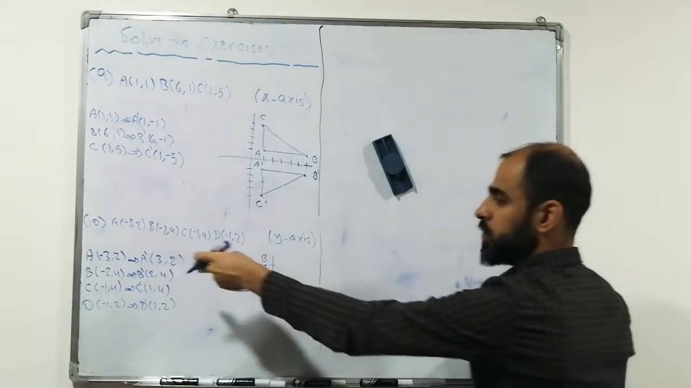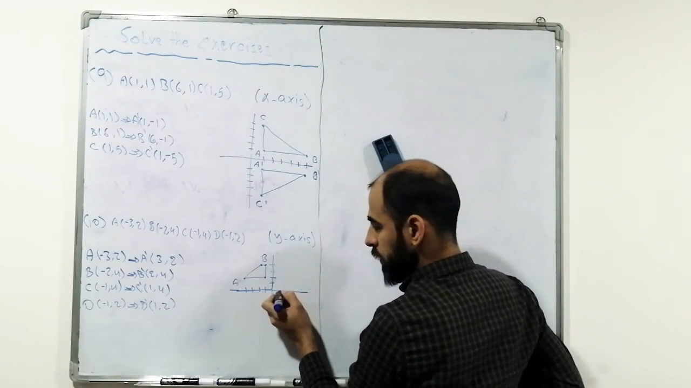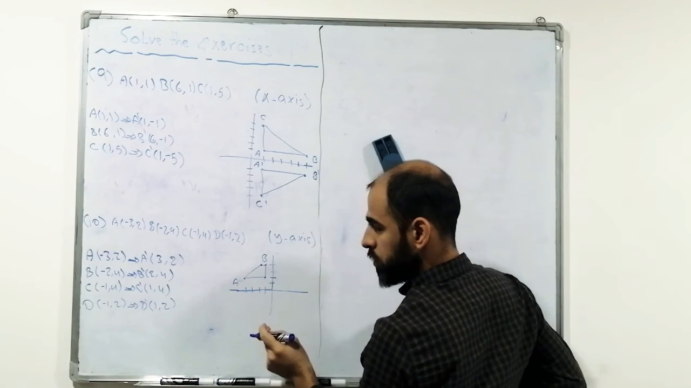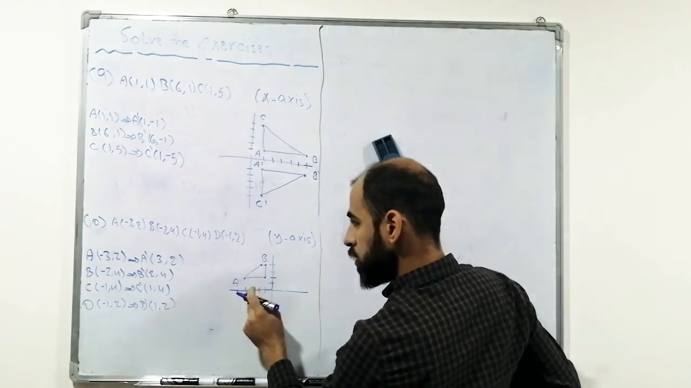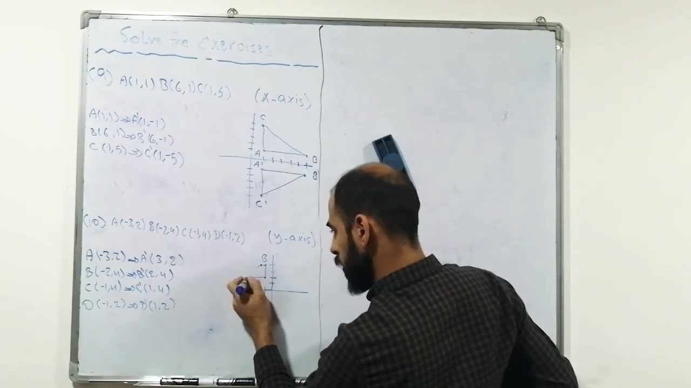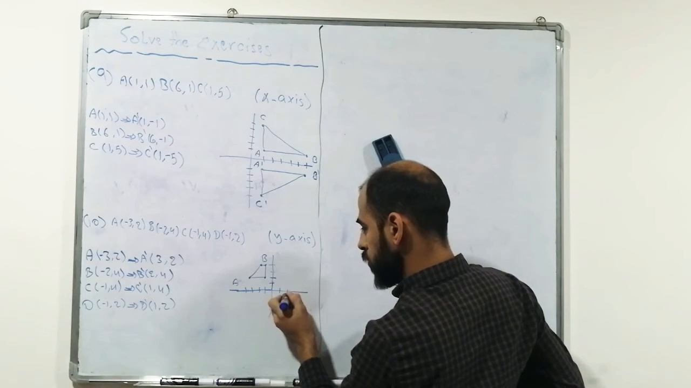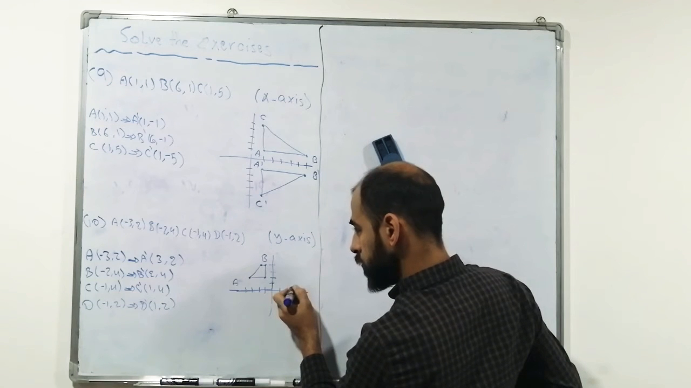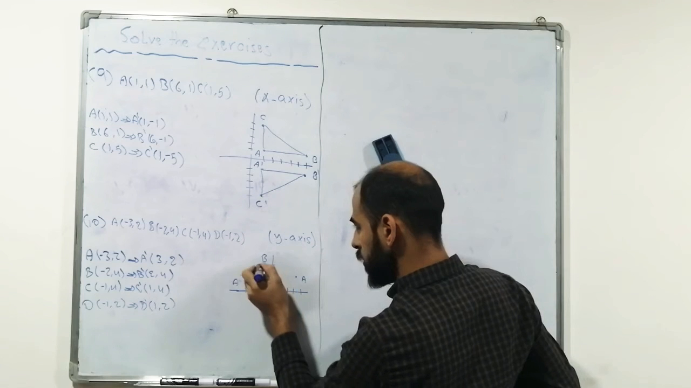Now determine these reflection points on the coordinate plane. (3, 2): sorry, it will be here. Yes, 3: 1, 2, 3, and 2. This is (3, 2). This is the point A dash.